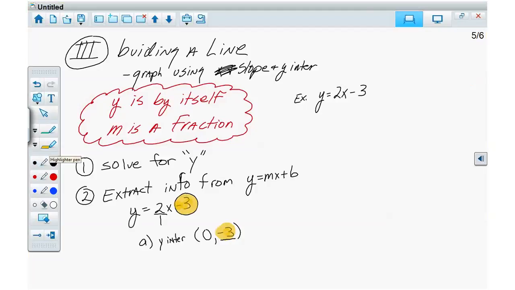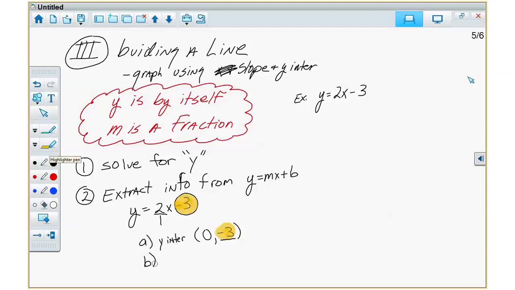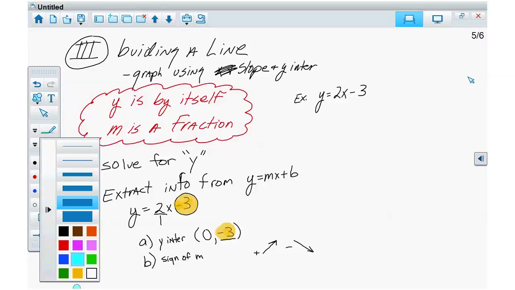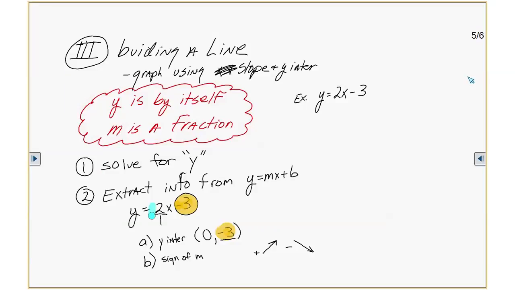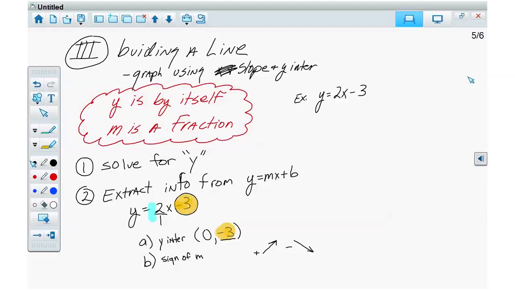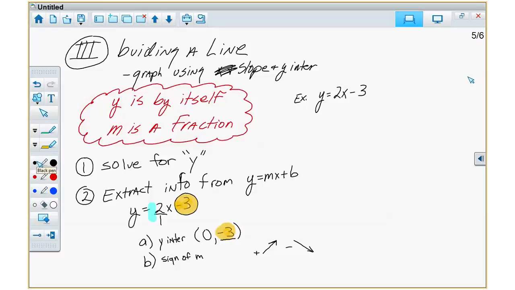B. The second thing you find is the sign of m. Now the sign of m, there's going to be 2 options. It's either going to be positive, that means the slope is going left to right up, or it's negative, left to right down. It's either going to be one of those 2. So I take my handy dandy highlighter and we'll color it aqua, and I'm going to highlight this area right here. If there's nothing there, what is it assumed to be? Positive.